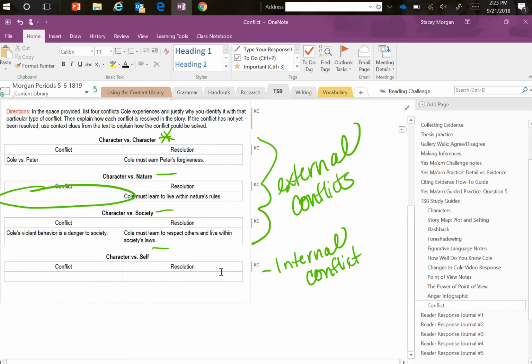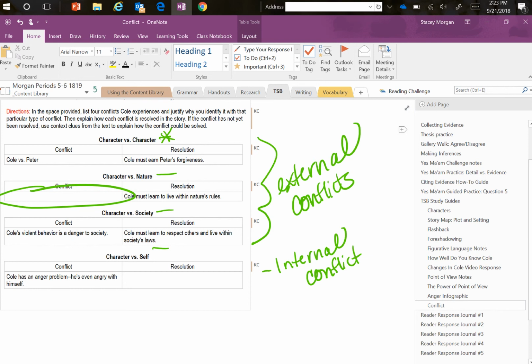In our book, Cole's biggest problem with himself is with his anger. So Cole has an anger problem. He's even angry with himself. He doesn't even think that he's a good person or worthy of change in the beginning. If you remember the scene in the detention center where he actually beat himself up. But he is worthy of being loved and he is worthy of healing. He's just got to see that within himself. So that's kind of the resolution as well.